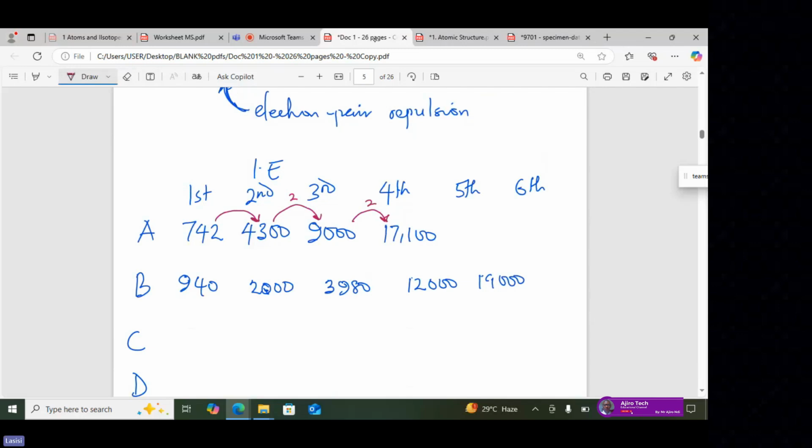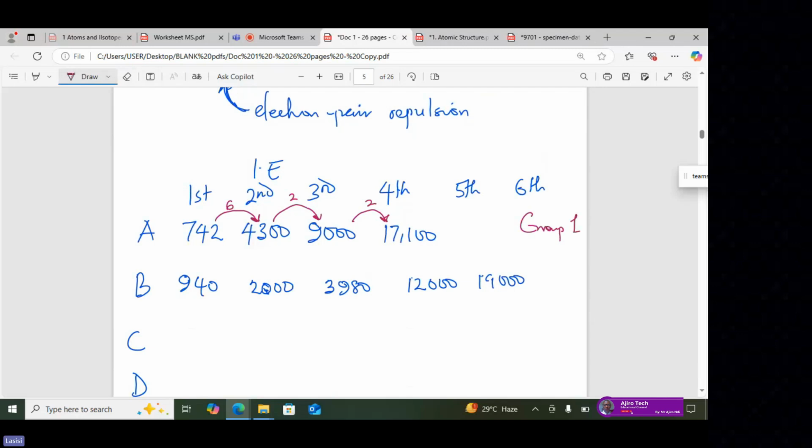It's about close to 6 times. We're looking at the geometric increase, not the arithmetic increase. It's about how many times it increases, not just by how much. 740 to 4,300 is about 6 times. So this is group one.